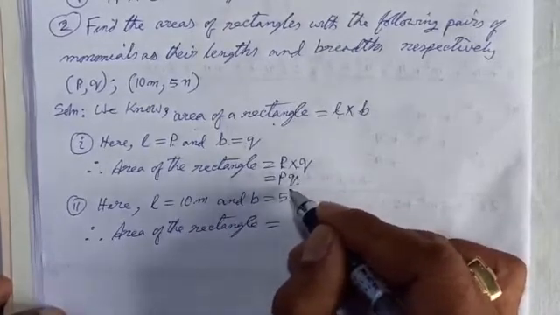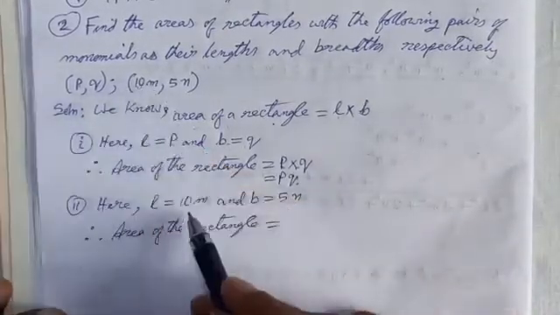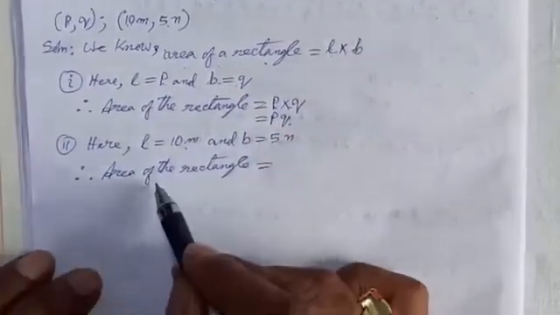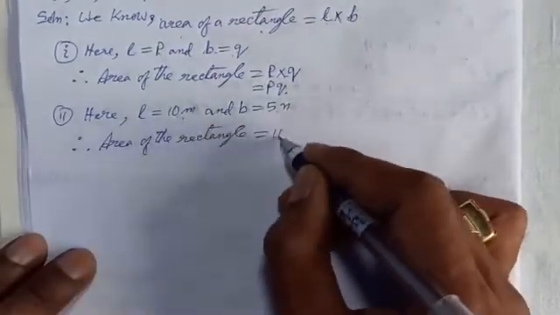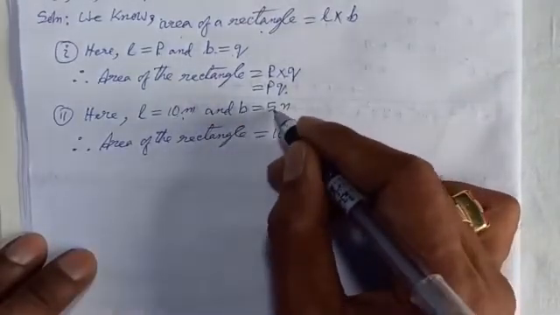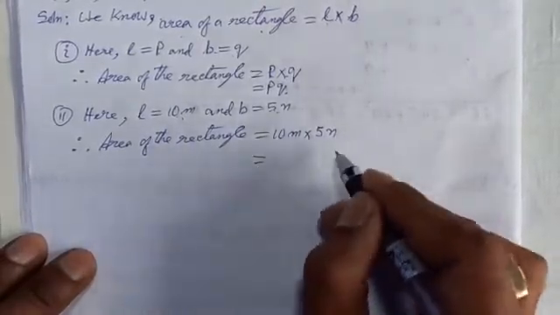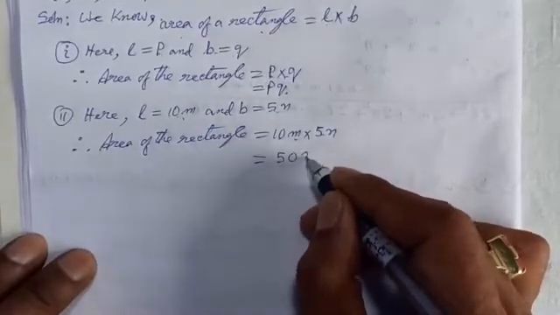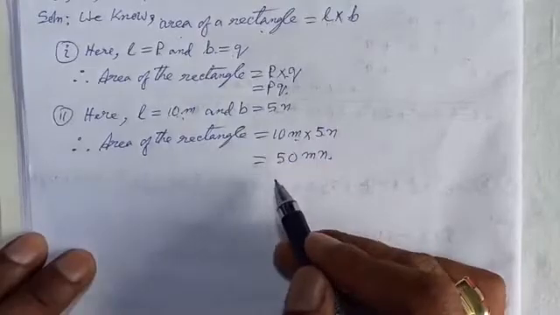Next is Roman number 2. This length is 10m and breadth is 5n. Therefore area of the rectangle is length into breadth, means length 10m into breadth 5n. Understand or not? Now let us multiply this. 10 into 5 is 50. M into n is mn. Here this question is over. I hope you can understand that.